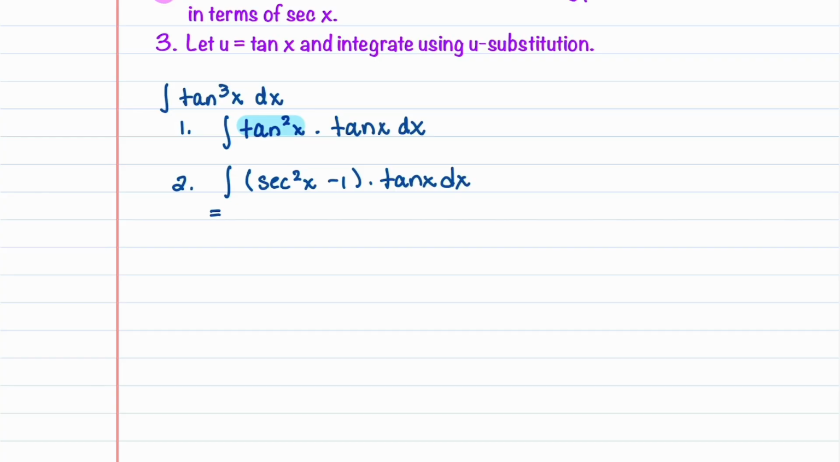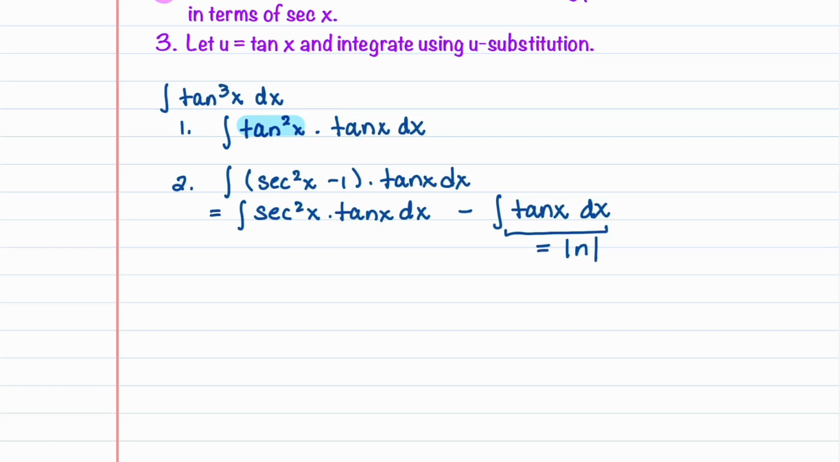Now let's go ahead and make this two integrals. Our first integral, we have secant squared x times tangent x dx, and then we have minus the integral of tangent x dx. For this second integral, we can just use the formula. The integral of tangent x is the natural log of absolute value secant x. You get that by rewriting tangent as sine over cosine and then using u-substitution.